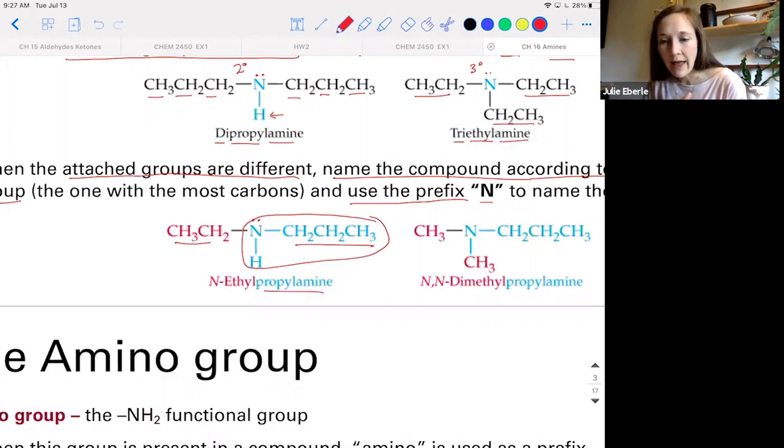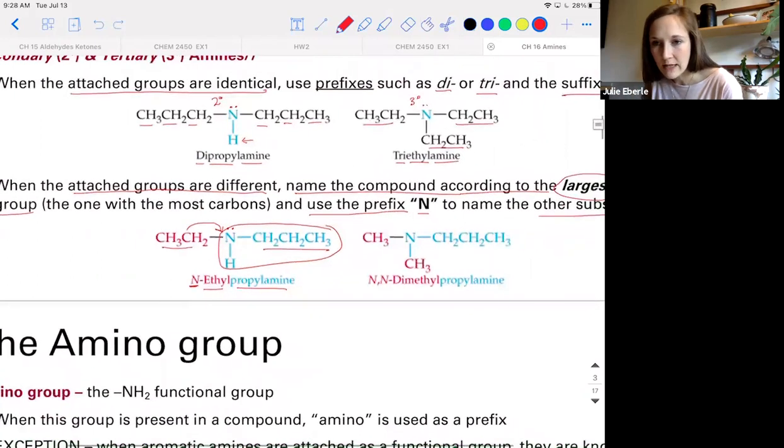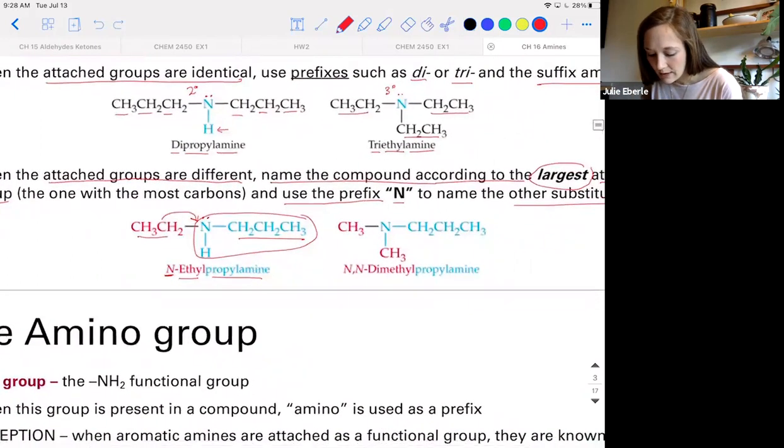So I would encourage you, write that down first. Then you're going to go in front of that and name the other substituent. It's an ethyl group, bonded directly to the nitrogen. So we're going to use N to indicate it's bonded directly to the nitrogen. N-ethyl, and you put a dash between the N and the actual name of the alkyl group. N-ethylpropylamine. And the N-ethyl part lets you know that, again, it's attached directly to the nitrogen. It's another substituent, but we have to name it according to the largest attached group.